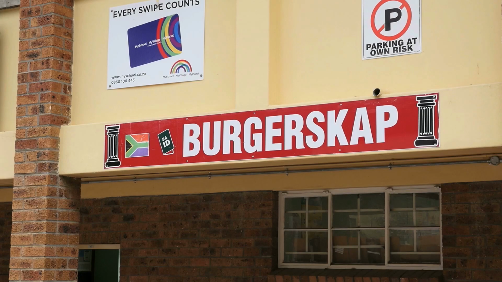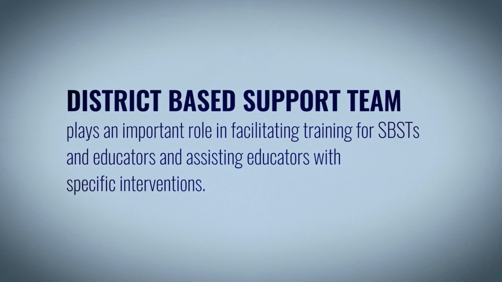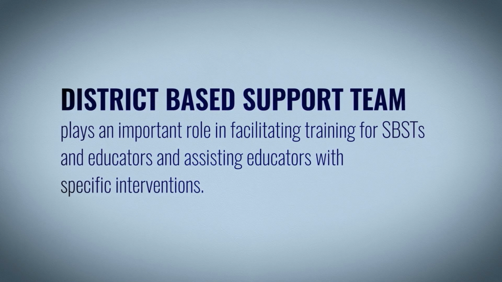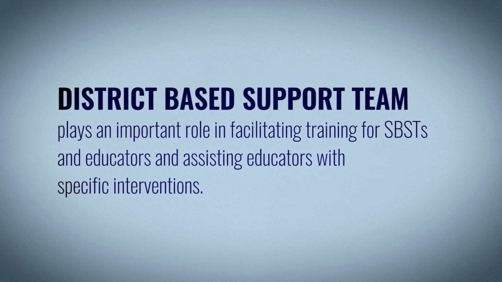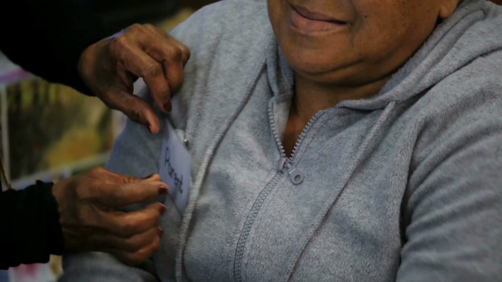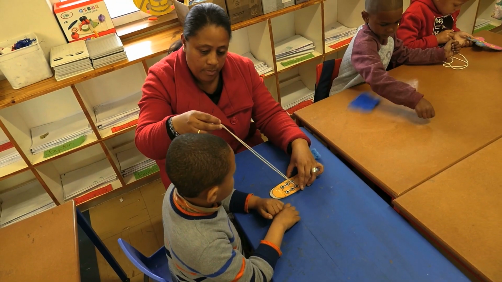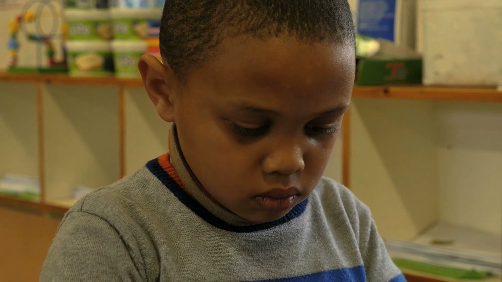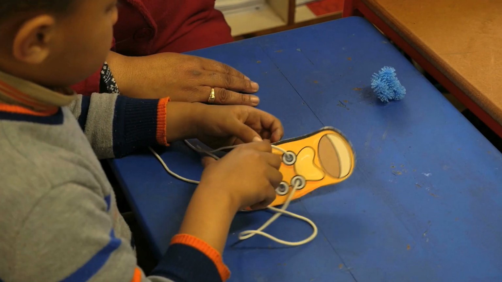They set the tone for the school, ethos, and culture. The DBST play an important role in facilitating training for SBSTs and educators, and assisting educators with specific interventions. Parents provide insights about their child. They can work in partnership with all players involved in educating and supporting the learner, and initiate contact with the educator regarding the child's progress. They can also provide necessary support to their children at home and school. Educators plan intervention and support for learners who need it. In cooperation with parents, they ensure that learners achieve their full potential and create a learning environment that encourages learning for all.